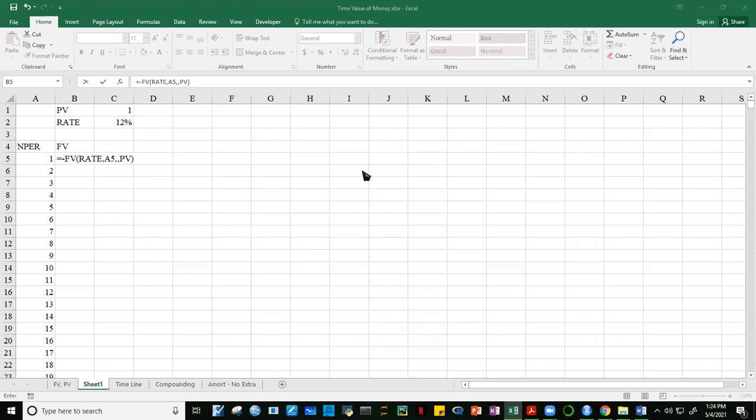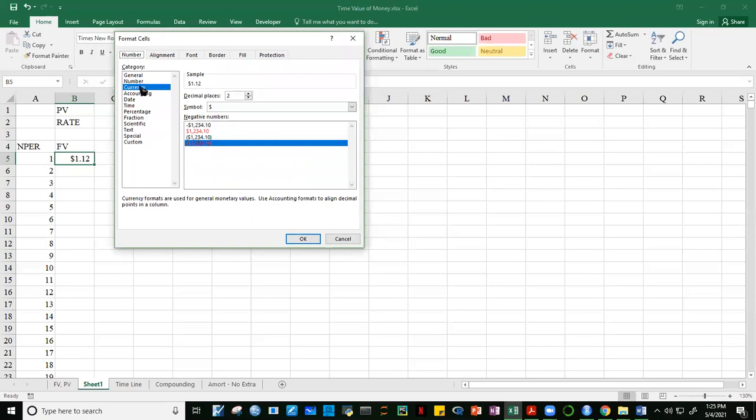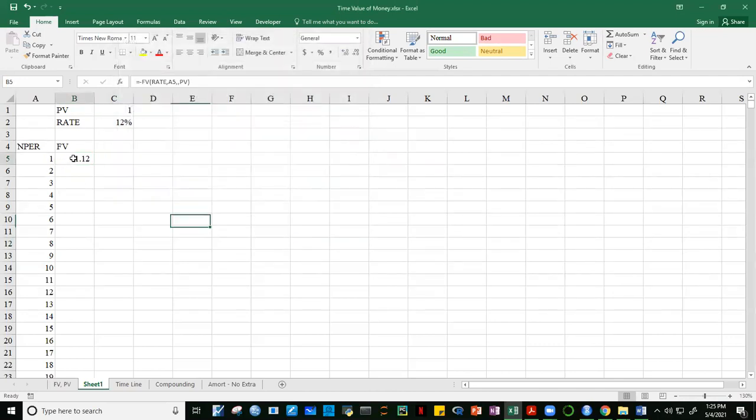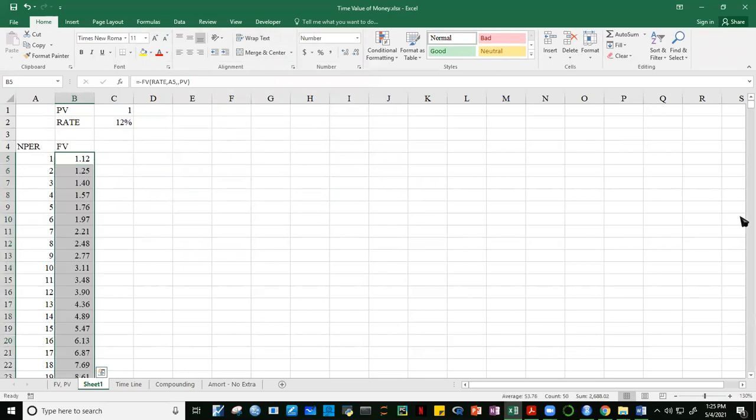All right, so we can now perform this. Control Enter. Tanggalin ko lang yung dollar sign. Number lang, 2 decimal places. So finormat ko lang siya na 1.12.